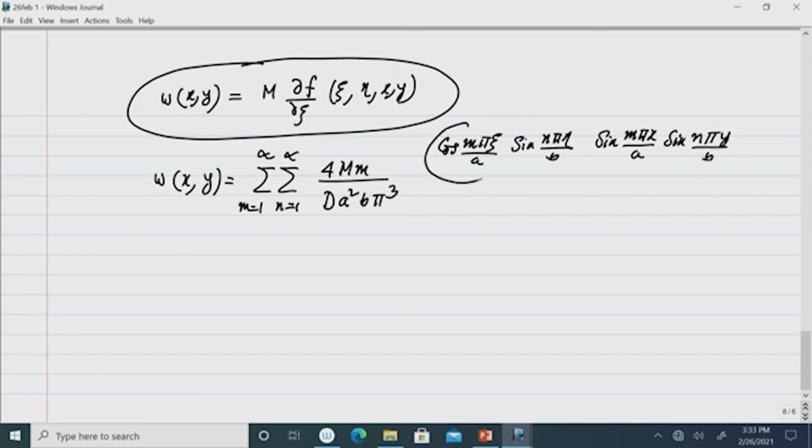So, due to differentiation, this function, earlier it was sin m pi xi by a, is changed to cos, and the coefficient that comes out of the differentiation is multiplied with the coefficient existing in this expression. Okay. Then the other important parameter, the wave number square, was also existing in this. So, this is the full expression for the deflected surface of the plate subjected to a concentrated moment at location xi and eta. Okay. Now, let us give an example of this.